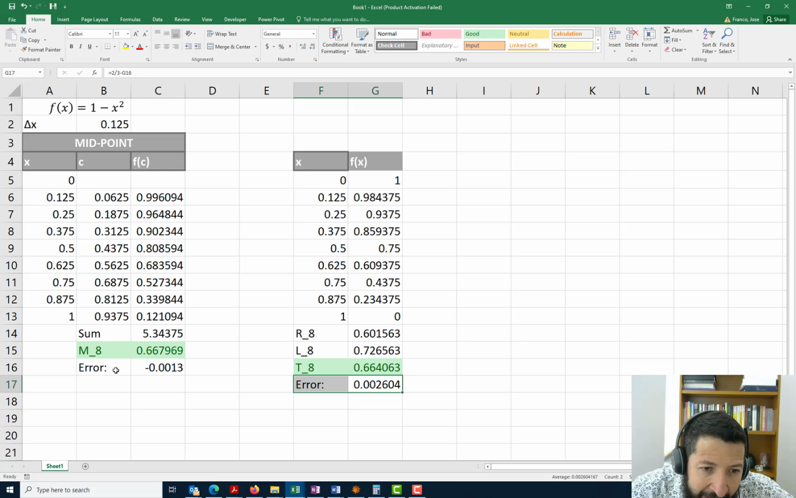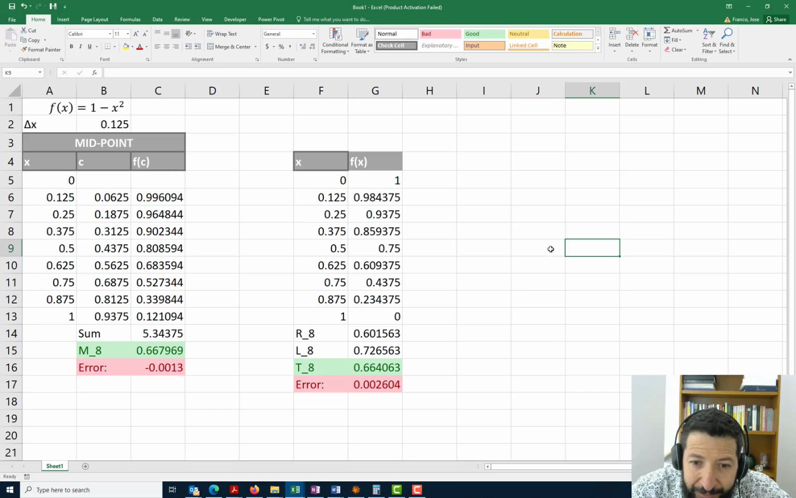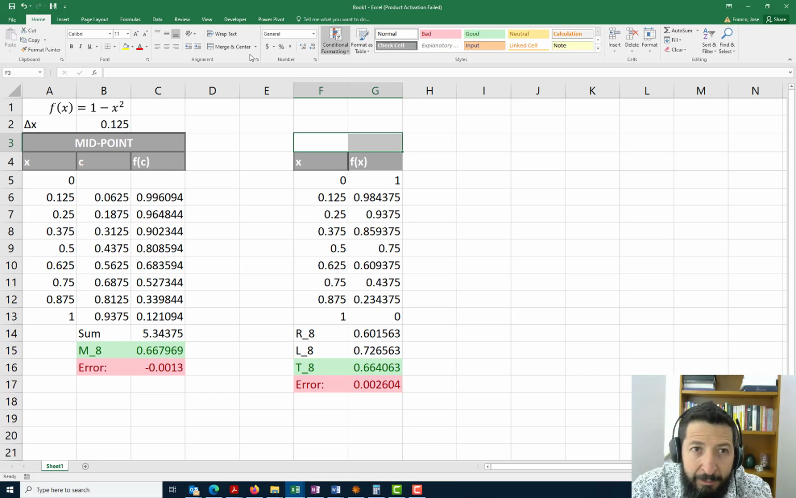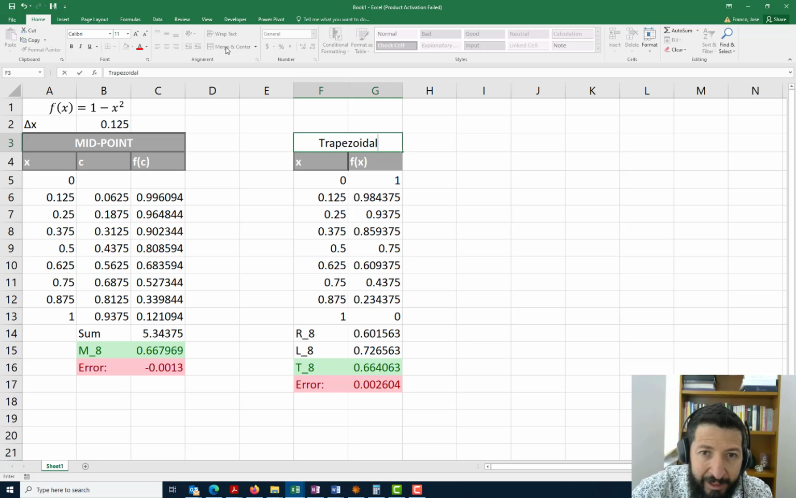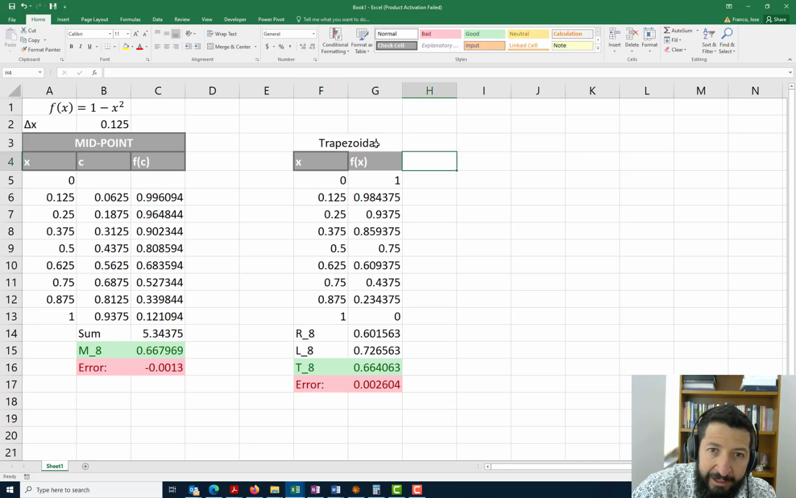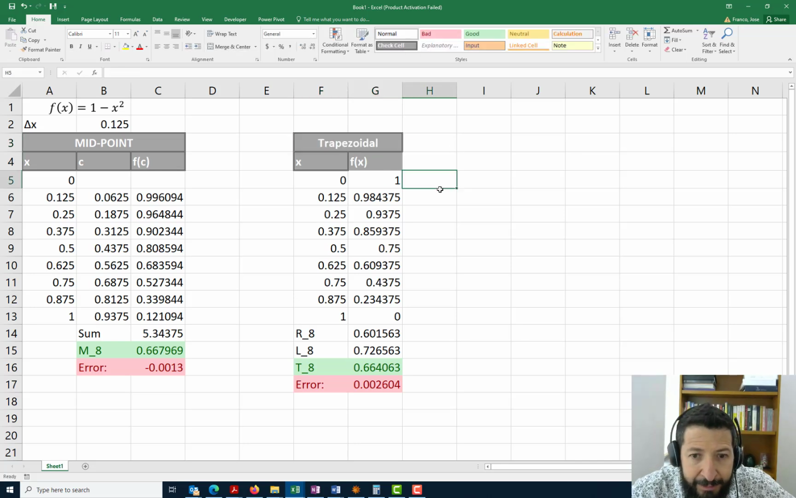Excuse me, but we're gonna do that in the next video. I think that otherwise the video will get too long. So let's keep this table going, and in the next video I'm gonna do Simpson. So let's merge this and call this trapezoidal, so you can download it from our Canvas page.